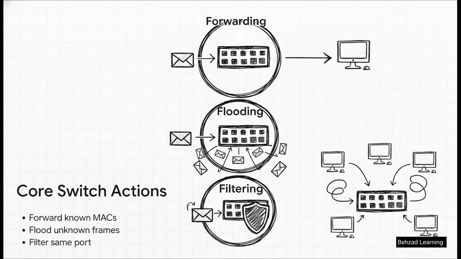So, if we boil all this down, a LAN switch really only has 3 tricks up its sleeve. It only ever does 3 things with a frame. Number 1, it forwards known frames out a single specific port. Number 2, it floods unknown frames or broadcast frames out all ports. And number 3, it filters frames.